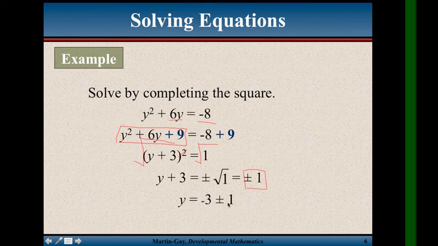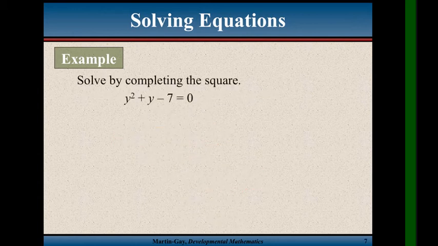So we have two operations. It's either negative 3 plus 1 or negative 3 minus 1. So our answer will be negative 3 plus 1 is negative 2, and negative 3 minus 1 is negative 4. So we have two answers here, negative 4 or negative 2. Okay, these are the solutions for y.